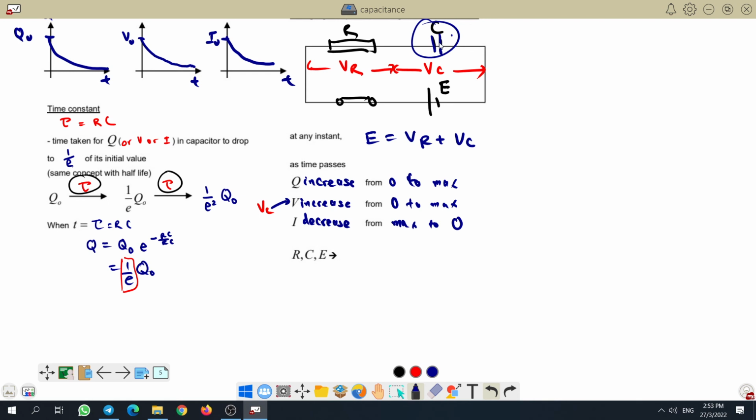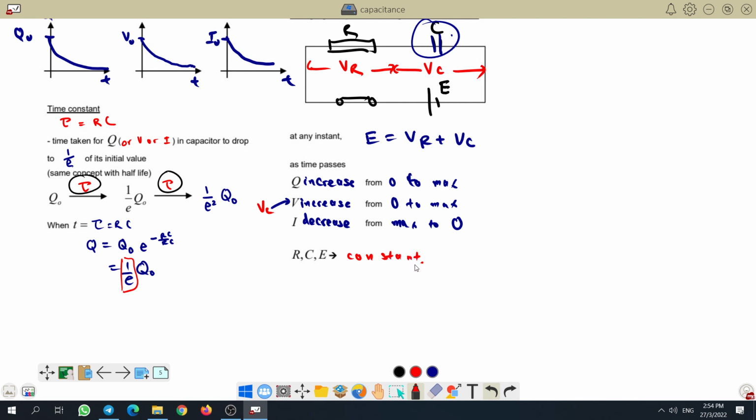Discharging dia decrease juga, tetapi sebab I itu mengalir dari dirinya sendiri. So bila dia habis charge, tiada I. Bila sudah penuh, I tak akan mengalir daripada E sudah. Sama sudah muat, V-nya sama. So sama RC constant.